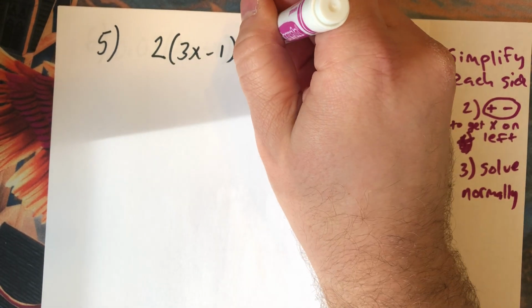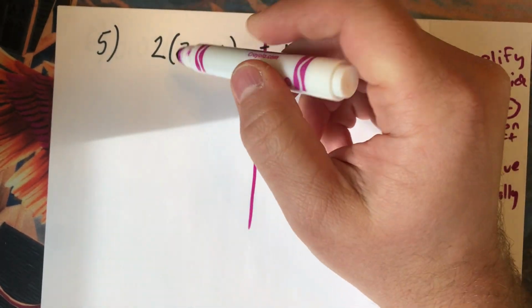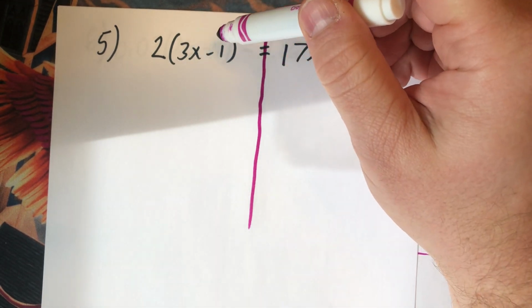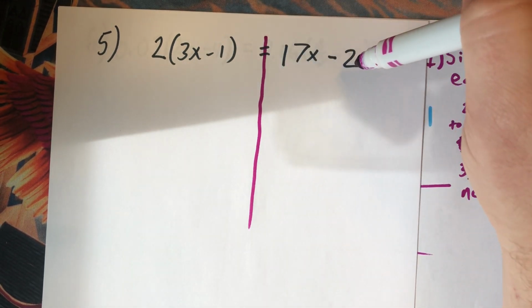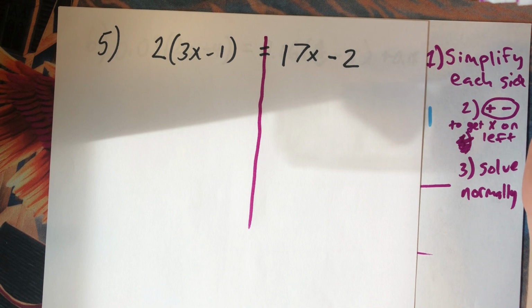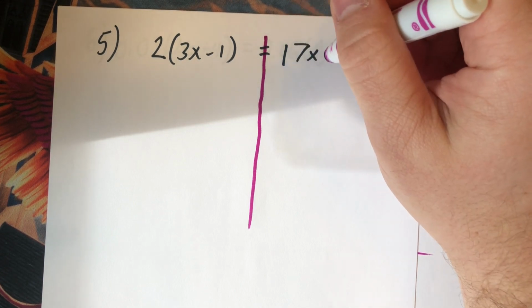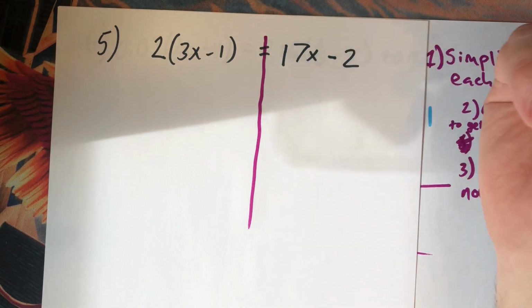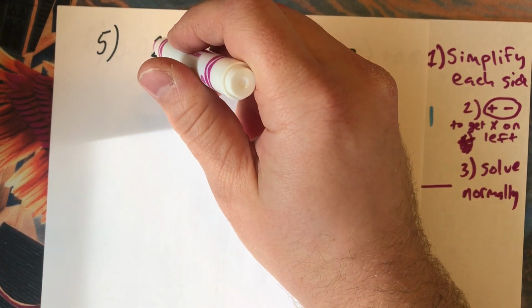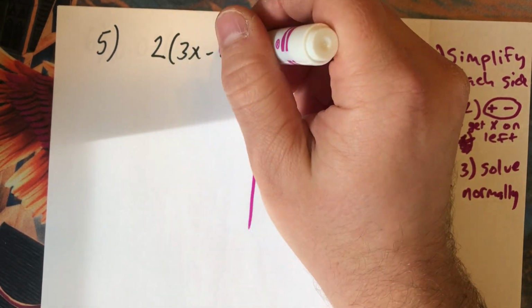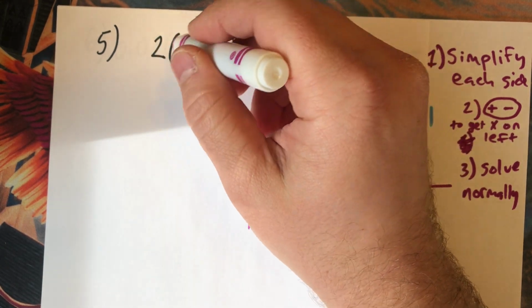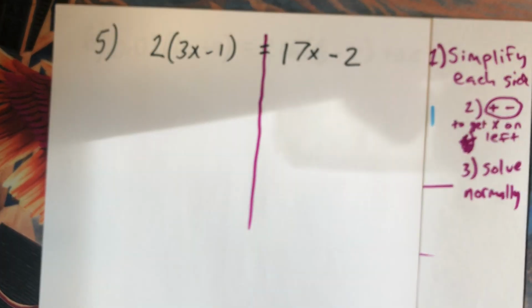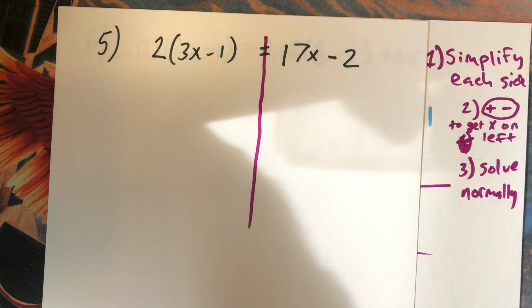Well, let's look at this. We've got 2 times the quantity 3x minus 1 is equal to 17x minus 2. So if we look on the right-hand side, 17x minus 2, there's just an x and a number. We're good. Over on the left-hand side, there's a number, parentheses, some stuff. You should have seen this before. There's a way to handle this. It's called the distributive property.